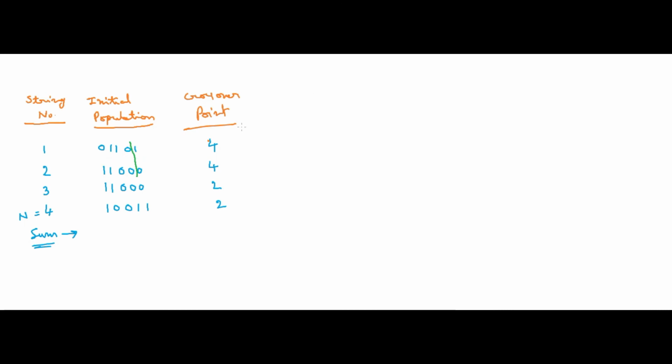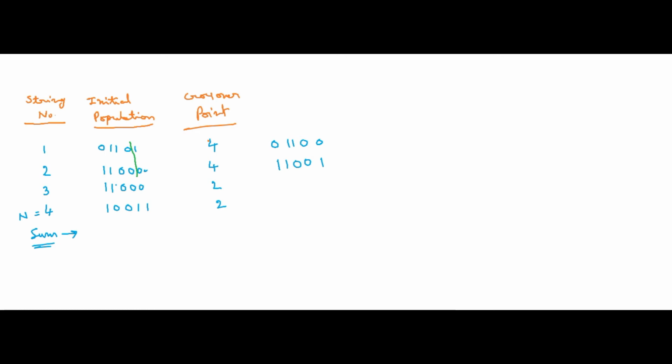So this will become 0 1 1 0 and 1 will become 0 instead of this. Okay, 0 and here 1 1 0 0 and 1. That's all.